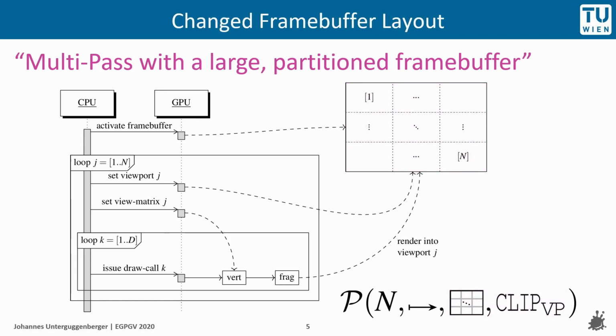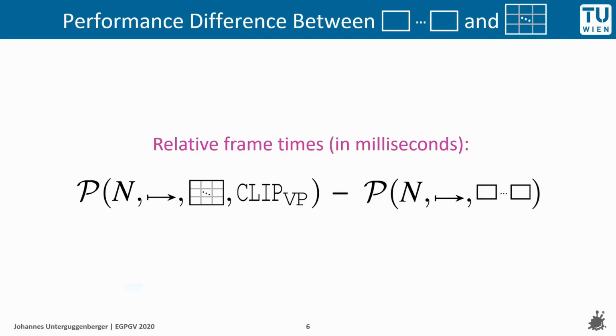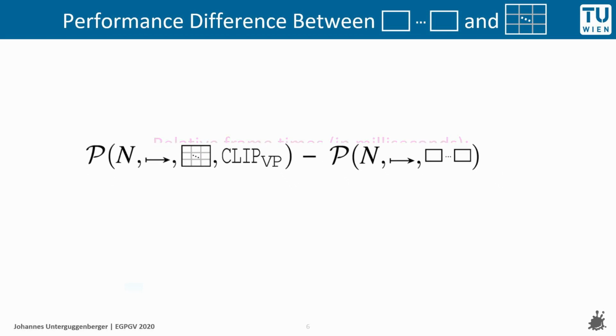Now, does a different frame buffer format already make a difference? Let's compare the frame times of those two approaches by just calculating the relative frame times, subtracting the milliseconds of the approach with the separate frame buffers from the milliseconds of the second approach, the one with the big partitioned frame buffer. This yields the following results.